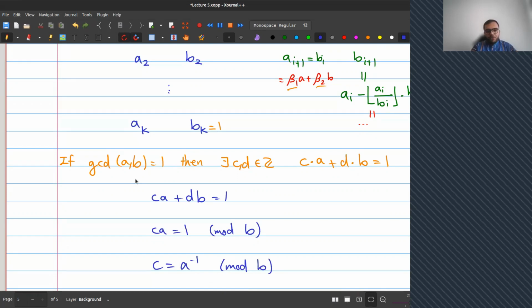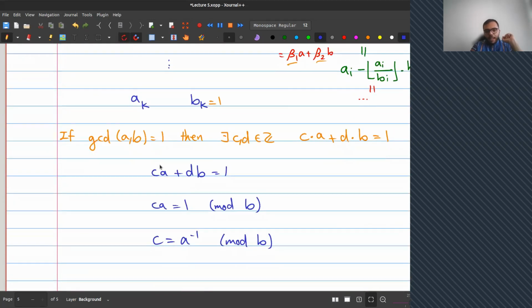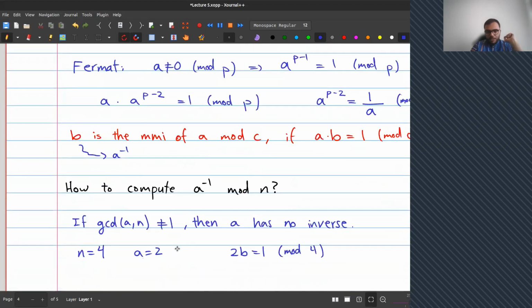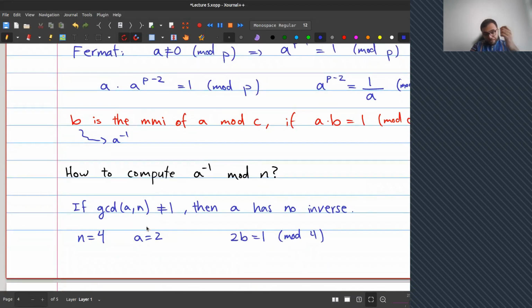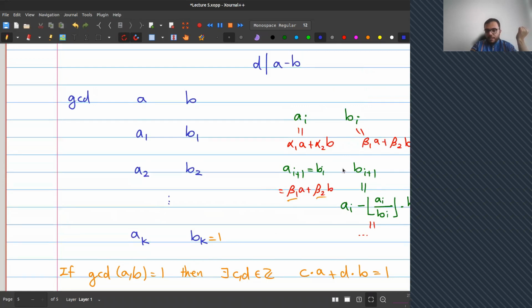So as long as I have two numbers A and B that are relatively prime, that their GCD is one, I can just run this extended Euclidean algorithm and find the inverse of the first number modulo the second number. That's how I would find modular multiplicative inverses in the general sense. So how do I compute A inverse modulo N? I just compute the greatest common divisor of A and N. If the greatest common divisor is not one, I say there is no inverse. If the greatest common divisor is one, I also have the inverse from these coefficients that I had in my extended Euclidean algorithm.